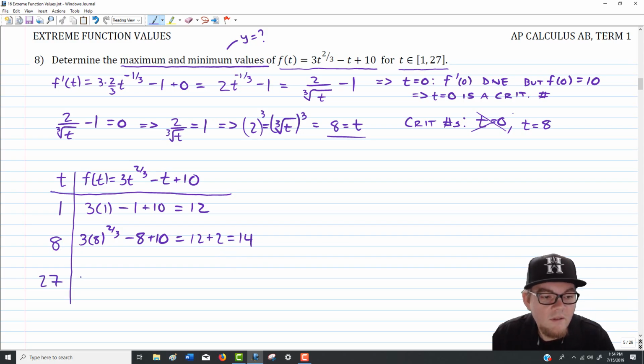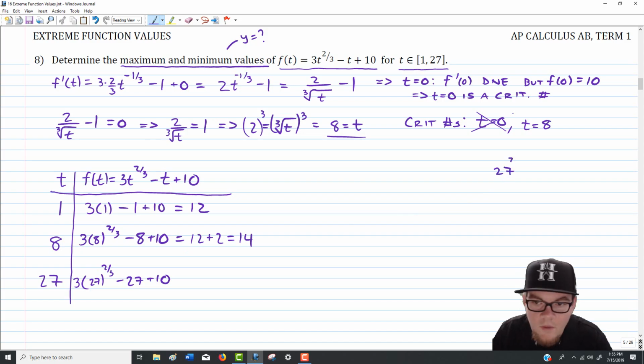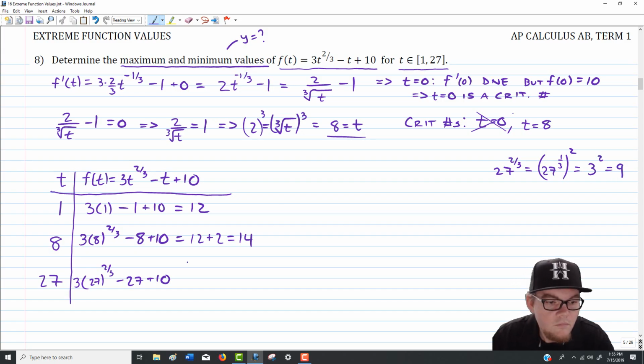Finally, we have 27. It's going to be 3 times 27 to the 2/3 minus 27 plus 10. Looking at values, 27 to the 2/3 is the same thing as 27 to the 1/3 squared. Here, I'll do this off to the side just in case these things give people trouble. 27 to the 2/3 is the same thing as 27 to the 1/3 squared, which is the same thing as 3 squared, which is 9. So this becomes 3 times 9, or 27, minus 27 plus 10 equals 10.